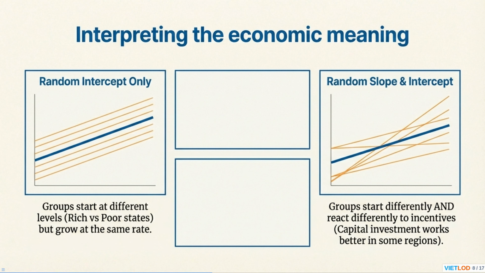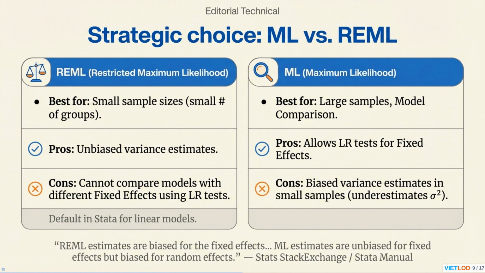Moving to the right, we see a random slope and intercept model. This is a more flexible and often more realistic scenario. Here, not only do groups start at different levels, but they also react differently to incentives or changes in variables. For example, capital investment might work better or have a different impact in some regions compared to others, leading to varying growth rates. The non-parallel intersecting lines clearly show this divergence in slopes, indicating that each group has its own unique response pattern.